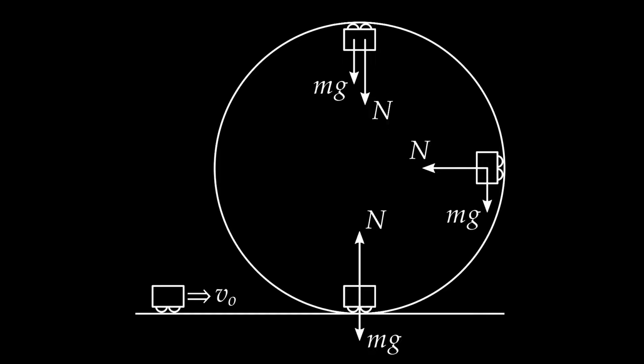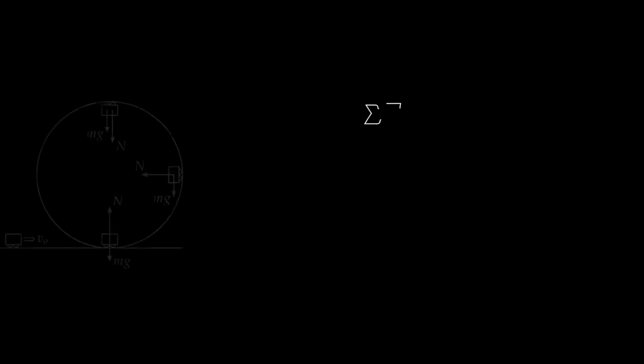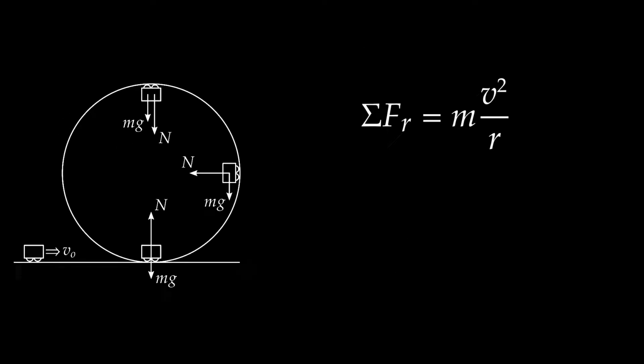So let me apply Newton's second law to the bottom first, and I'll write the sum of the forces here at the bottom. The sum of all of the forces that act radially is equal to the mass times the speed squared divided by the radius. I've discovered that in circular motion, the component of the acceleration directed radially towards the center of circular motion has a magnitude of v squared over r.